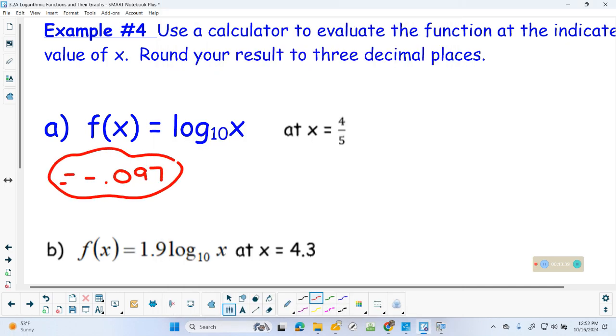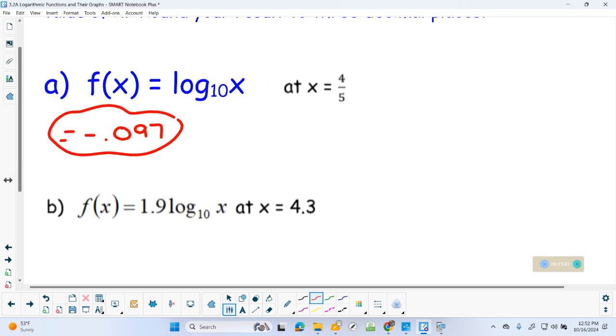I like these, right? Okay, B, same thing. You guys punch this one in. Just as it appears, you have 1.9. Hit your log key. You won't see a 10, you just have to know it's a 10, and put in your 4.3. What do you get when you round to 3 decimals? Everybody likes these rounds. These are the easy ones. What do you got? 3 decimals. Perfect. Thanks, Eddie.